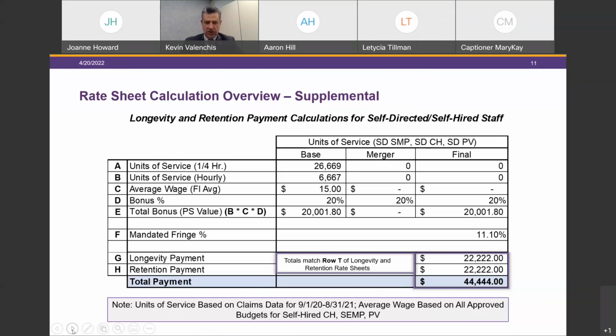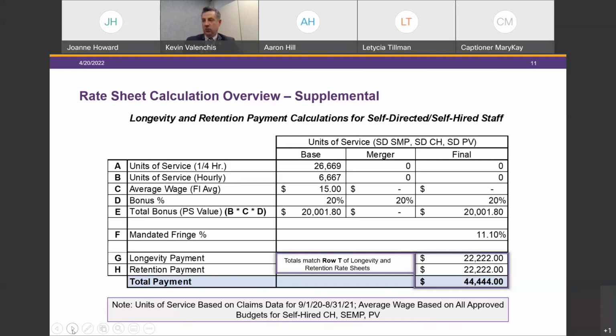And what we looked at here, in row A, is the units of service, right? We didn't have to worry about difficulty of care inferences with ISPM scores. So we looked at billed data from the same period, 9/1/20 to 8/31/21, and we'll talk in a second about what C is. We pulled that in. We then divided by 4 because we're converting quarter-hour units of service to hourly units of service so that we can compare with row C, which is the average effective wage that the FI has.